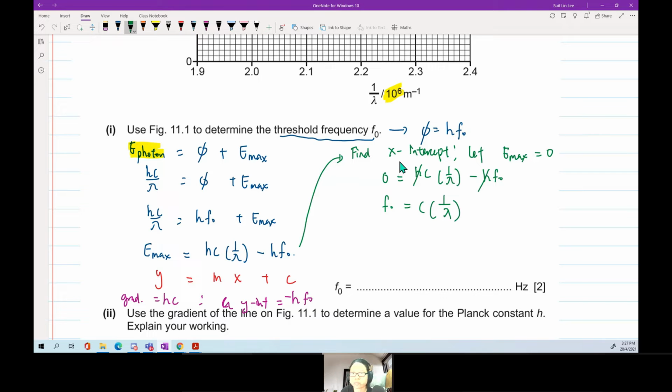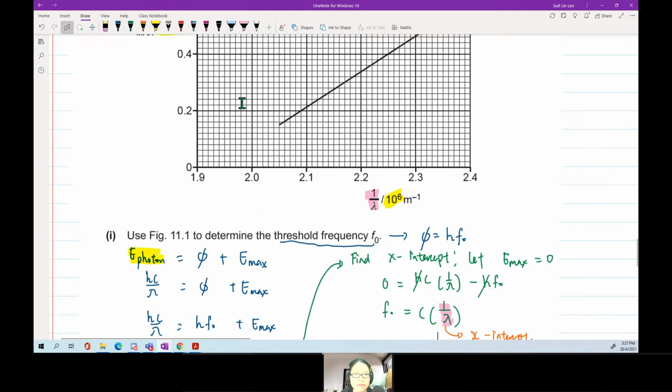So this will be your x-intercept, because 1 over lambda is your x-axis. So go find what is x-axis.